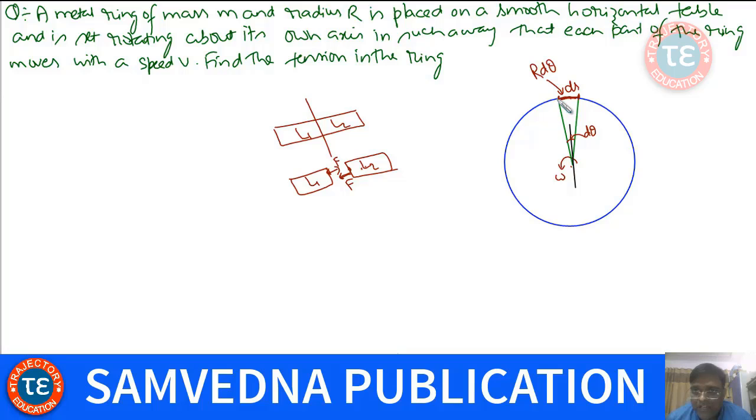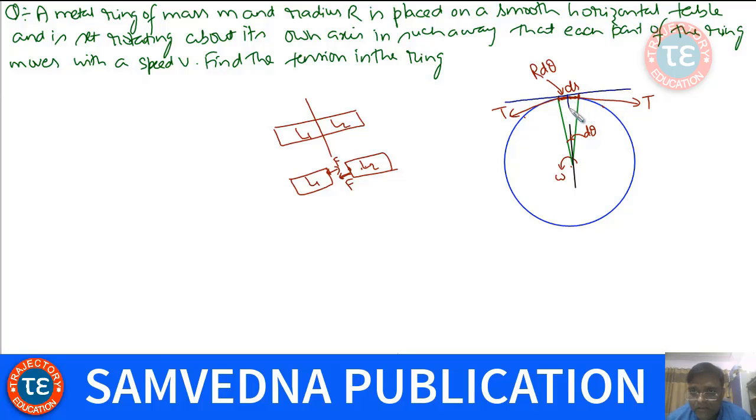So since this ds is part of the ring, the rest of the ring must be attracting it. Let's say force T over here and force T over here. This part of the ring must be attracting ds with force T, and this part of the ring must be attracting from this side with force T, and T is nothing but tension, right?